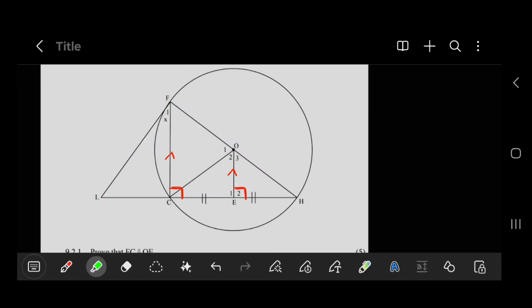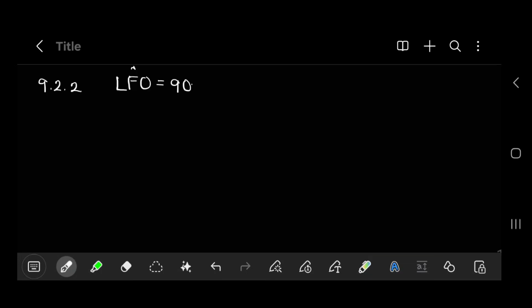So to do this, I want you guys to notice that OF is a radius and FL is a tangent. We've got a radius and we have a tangent. There is a theorem about this which tells you the angle between a tangent and a radius at its point of contact is 90 degrees. Now previously this was known as tan rad, but in recent years the reason has changed to rad perpendicular tan. But basically that is the theorem that we're going to use. So we can say that angle LFO is 90 degrees. And our reason for saying this is rad perpendicular tan.